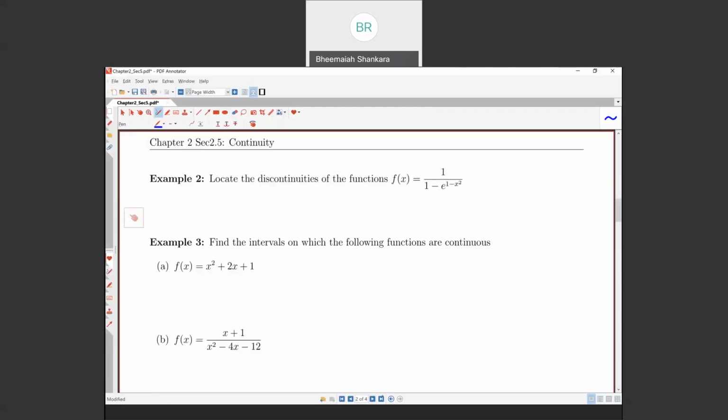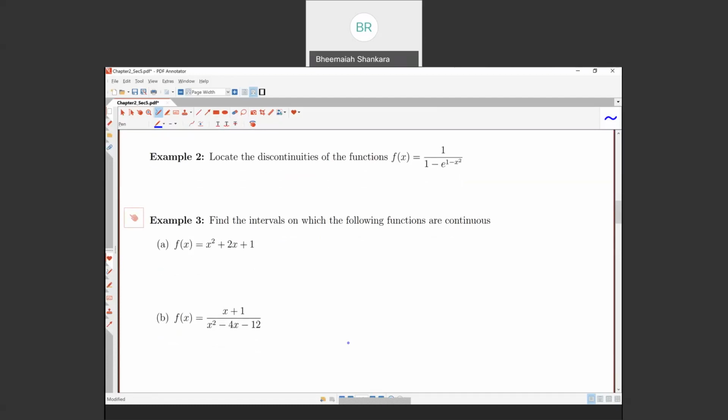In the next example, you are asked to locate the discontinuities of the given function. We are not asked to graph here, so try your best to do it using algebra. I have a rational expression here, so I'm going to start with the denominator term, which is 1 minus exponential 1 minus x squared.